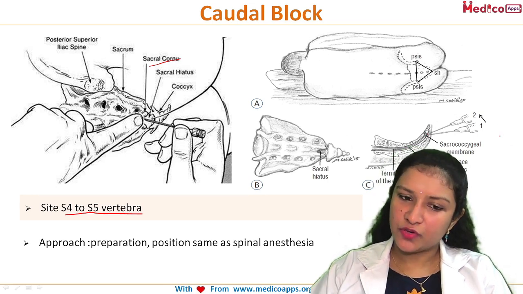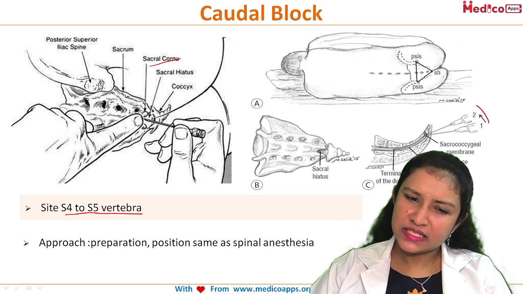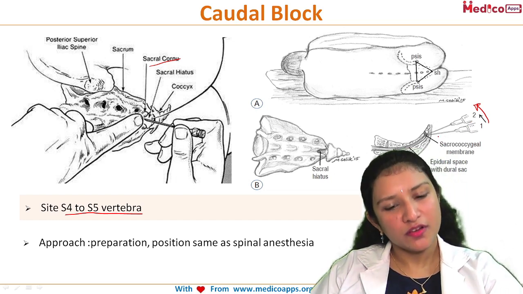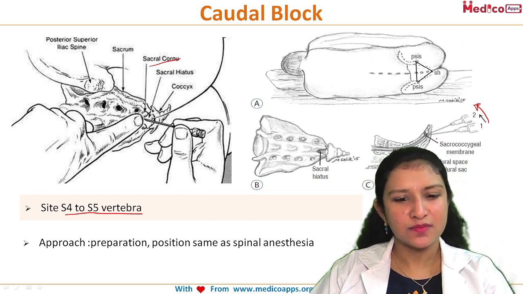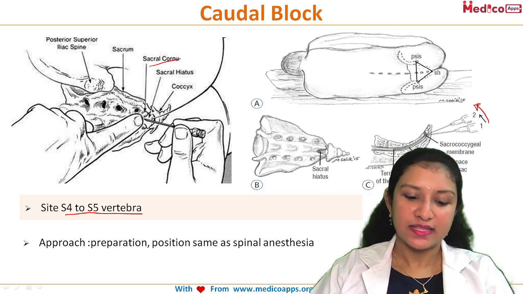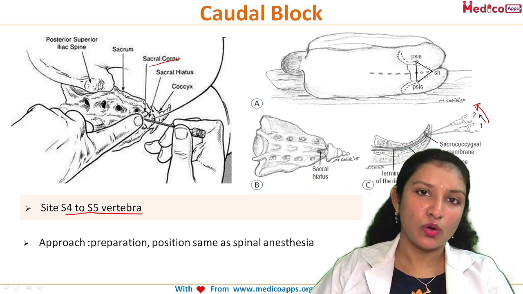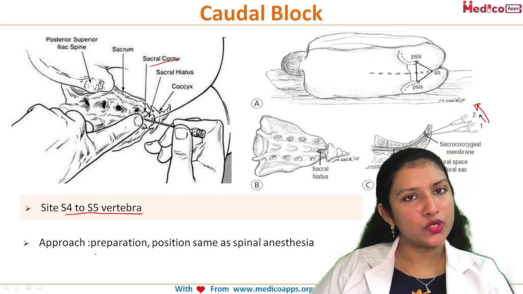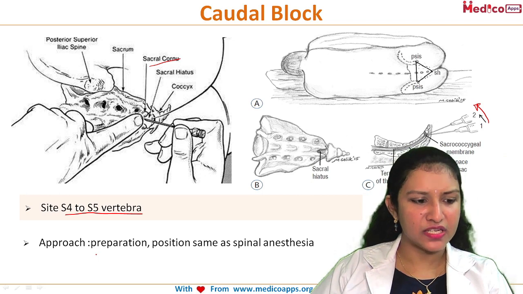Then we have to just turn the needle a little, and pierce a few more millimeters so that you can find the loss of resistance sensation. There we can administer local anesthetics. The approach is similar to epidural anesthesia, as we have learned. Preparation and position are the same.